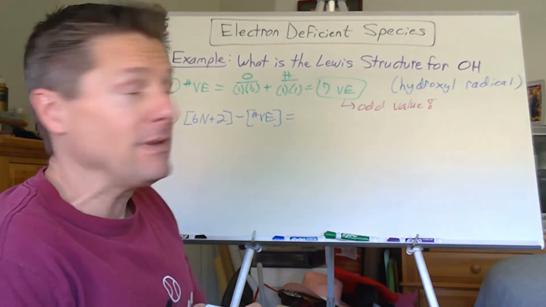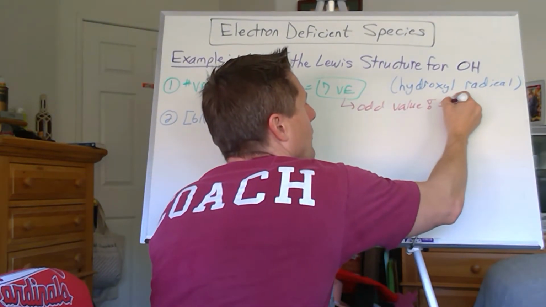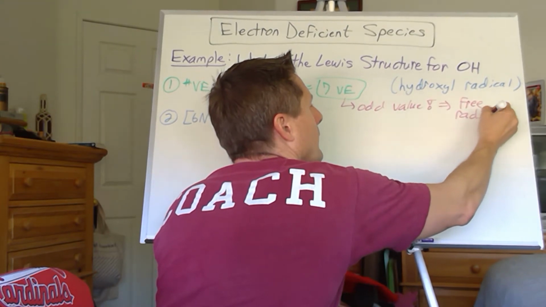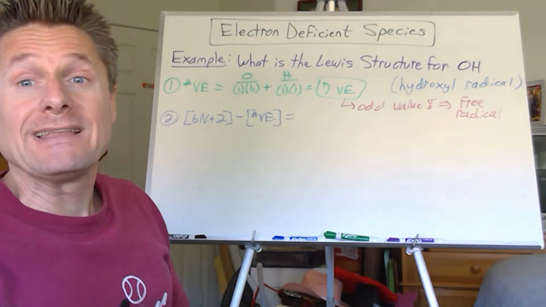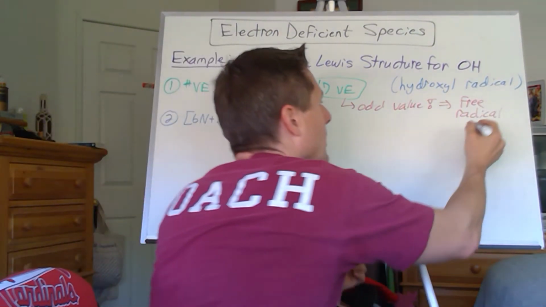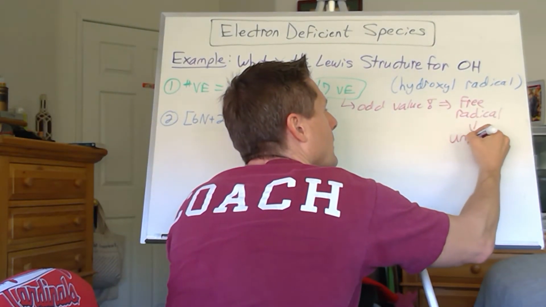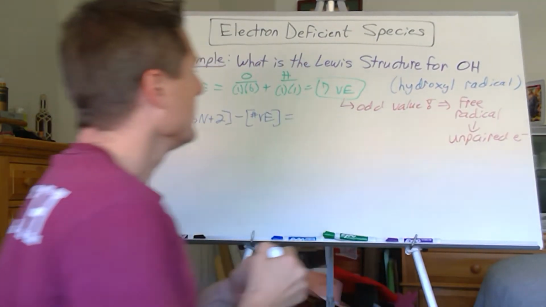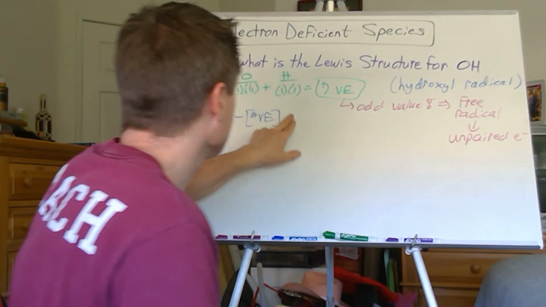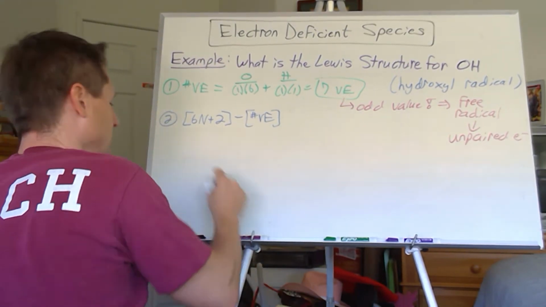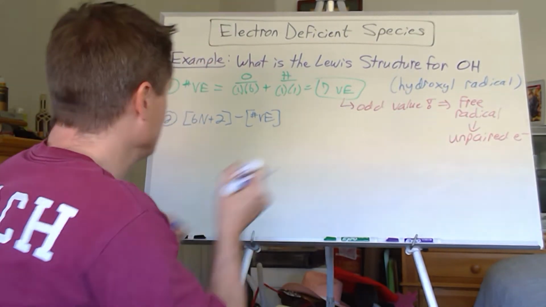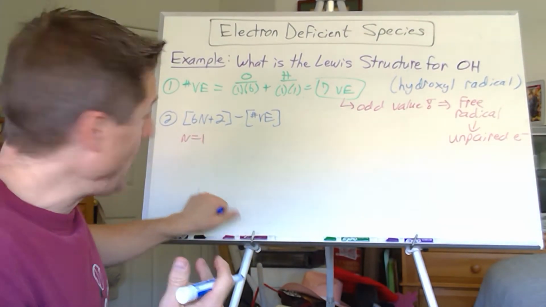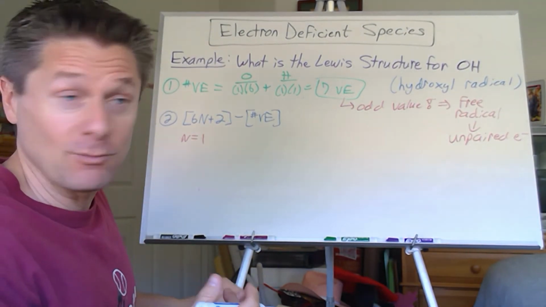An odd value means you have a free radical, which means we are going to have an unpaired electron. Let's see where that happens. Well, I ran out of room there, so let's do this. What's N? We don't count the hydrogen, so N is equal to 1. Wow, this is a little bit easier. Maybe I won't screw this one up.